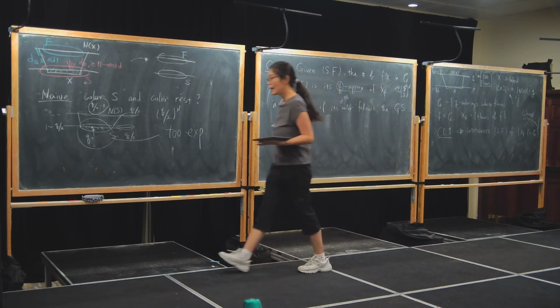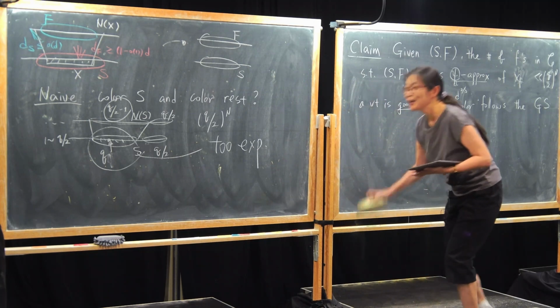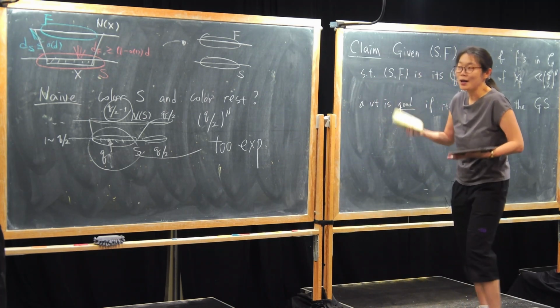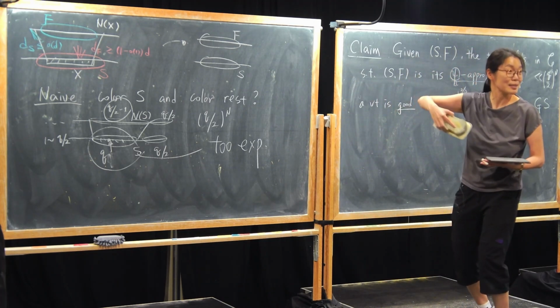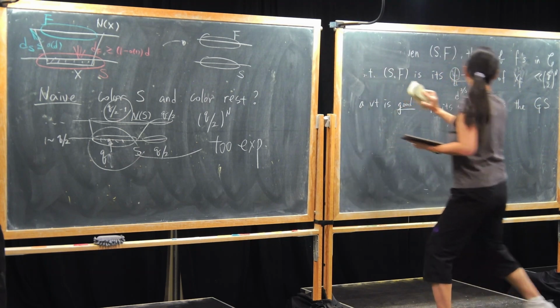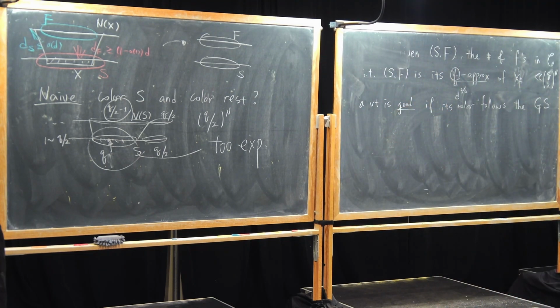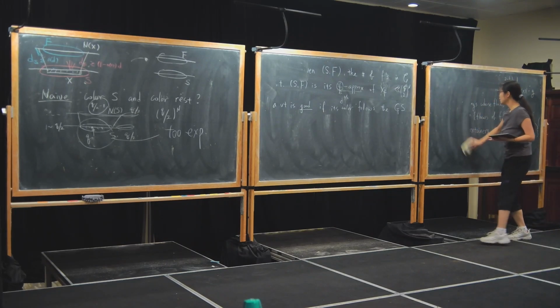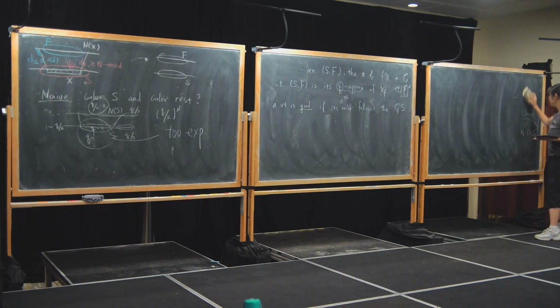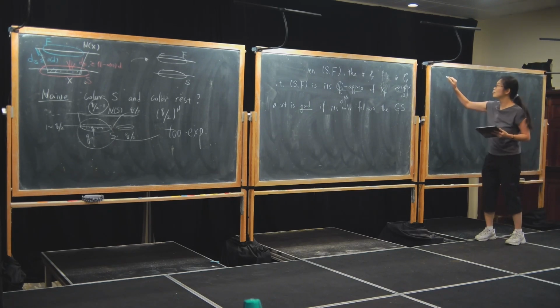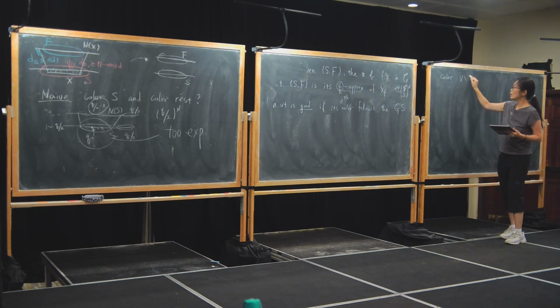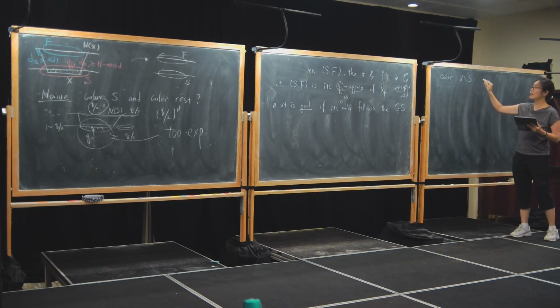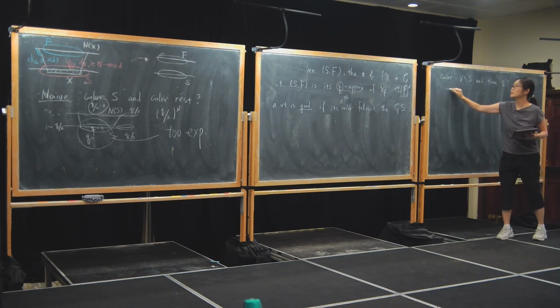Okay, so this failed. Then what else can we do? Maybe we can flip this approach and color the rest first and then color S. Oh, no, I shouldn't erase this thing. Okay, maybe this one. So are you okay with the definition? So the second naive approach, maybe we can color the rest of the vertices first and then color S. And let's see what's the problem.